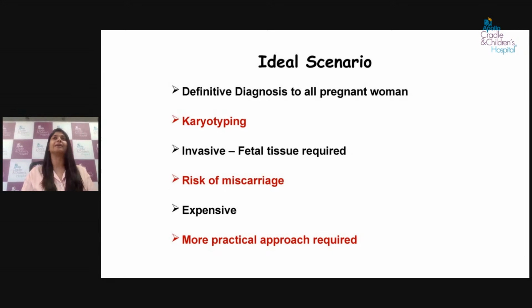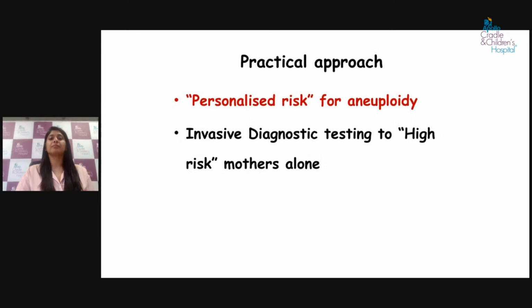It is a slightly painful procedure. It needs counseling, and it's an expensive procedure. So do we have a more practical approach? The practical approach is personalized risk for aneuploidy and invasive diagnostic testing for high risk mothers alone. So, when you do the first trimester screening, you categorize them and place them in high risk, intermediate risk, and low risk, and then only subject the high risk women to invasive testing.